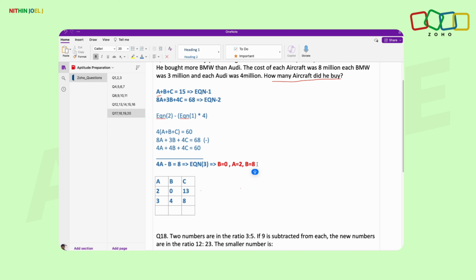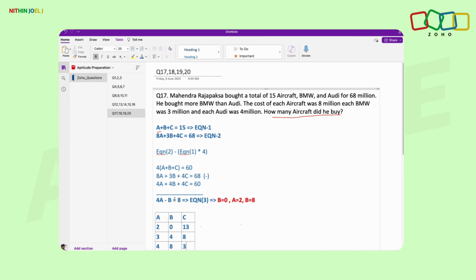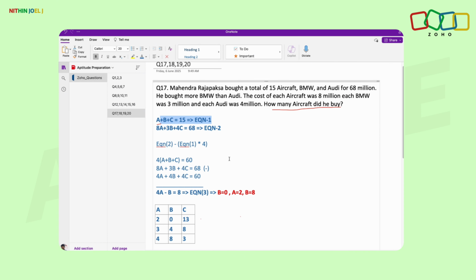So if B is equal to 8, then 4A is equal to 8 plus 8, which is 16, and A will be 16 by 4, and we will get our answer for A as 4 over here. So A is 4, B is 8 over here, and C will be 3, because 4 plus 8 plus 3 will give 15 as an answer, which satisfies this equation 1.